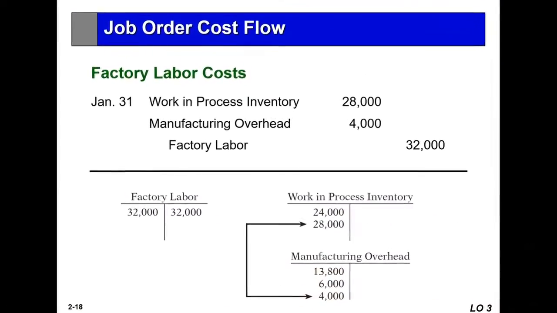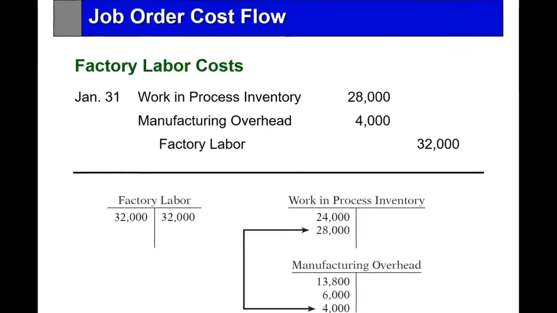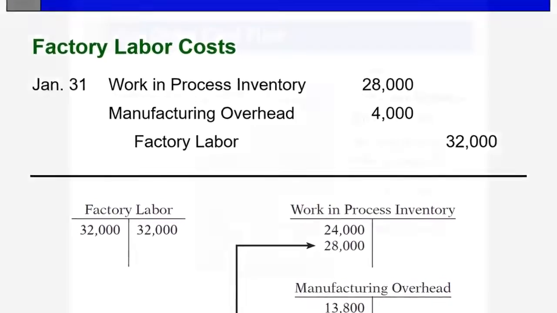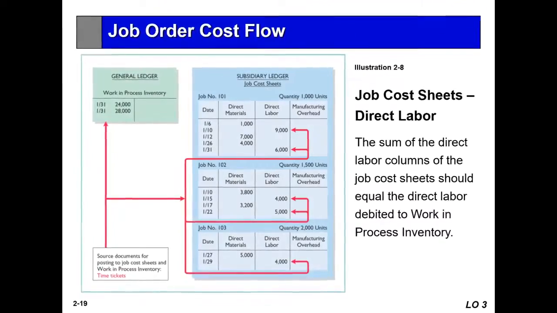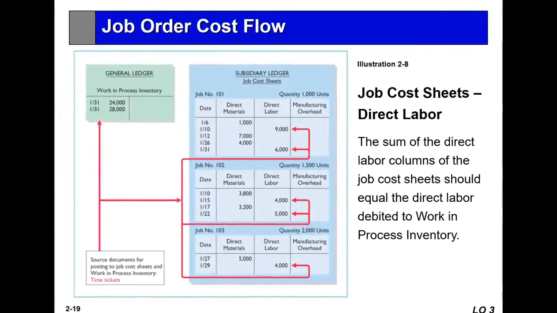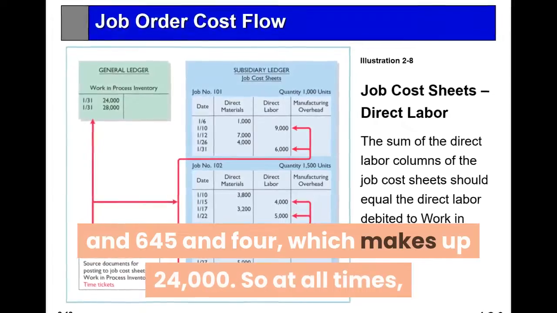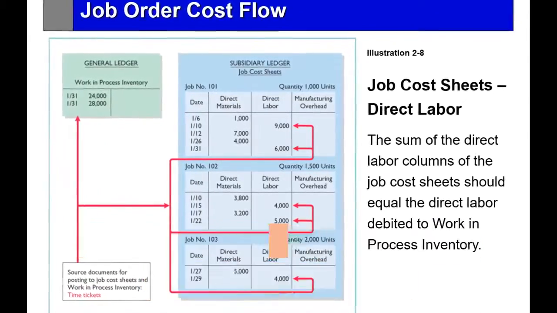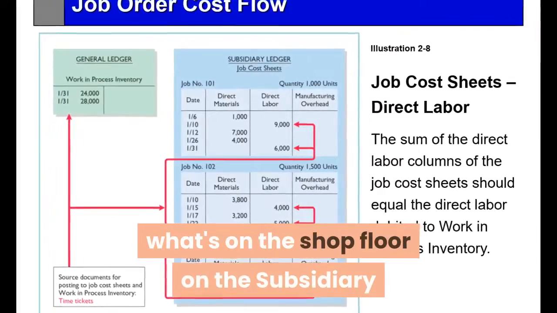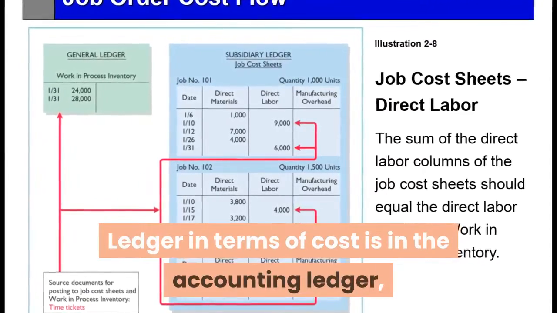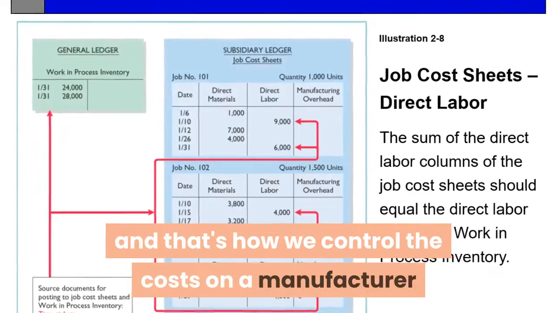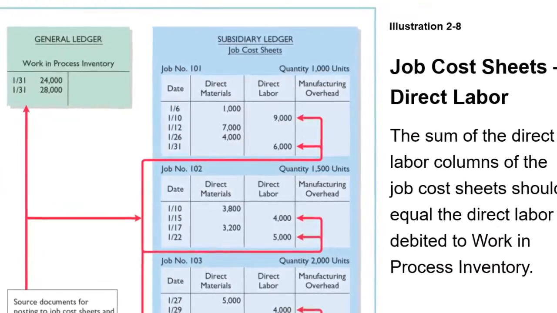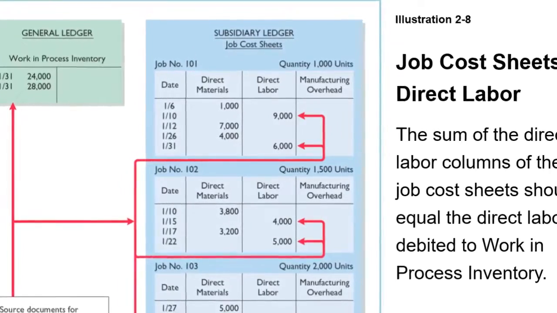The journal entry would then be posted, and at the same time that posting has taken place in the general ledger. The 28,000 on the shop floor of the 3 jobs are picking up the total cost here, 9, 645 and 4, which makes up 24,000. So at all times, what's on the shop floor on the subsidiary ledger in terms of cost is in the accounting ledger, and that's how we control the costs in a manufacturer. We know exactly up in the office of the accountant how much the costs are when they get the cost sheets.